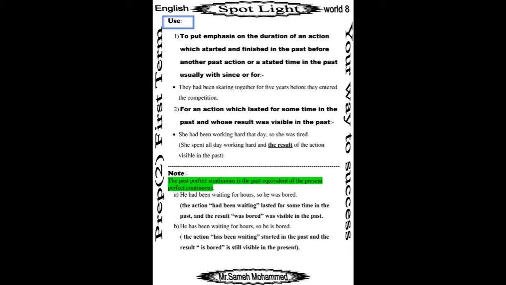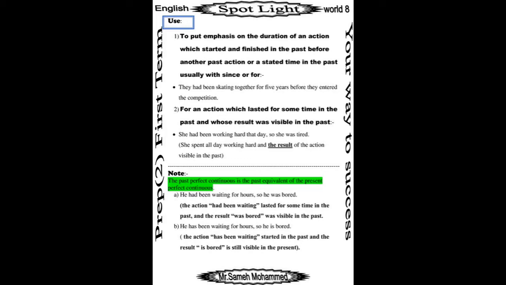Number 2. For an action which lasted for some time in the past and whose result was visible in the past. For example, she had been working hard that day, so she was tired. She spent all day working hard, and the result of the action is visible in the past.